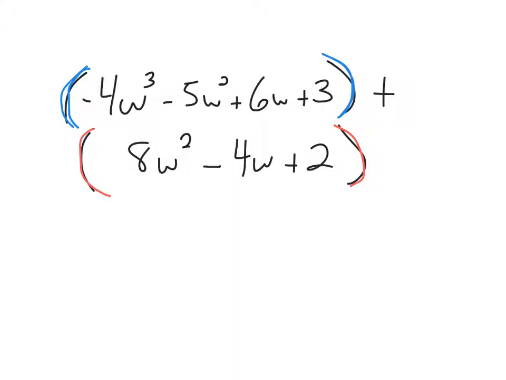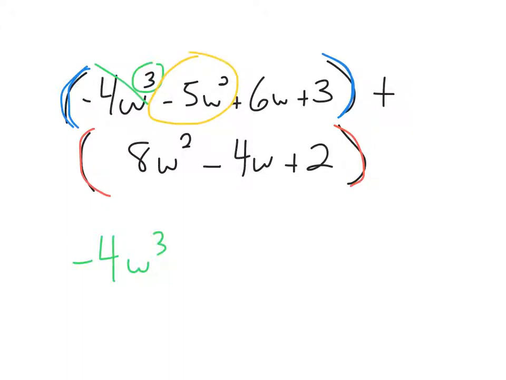So since in the second polynomial there isn't one that's to the third, it's going to be by itself. It doesn't have anything to add to, so I'm just going to write that on its own. Negative 4w to the third. So in simplifying that, we're done with that. Now I have these two to combine, and I'll circle these in yellow.